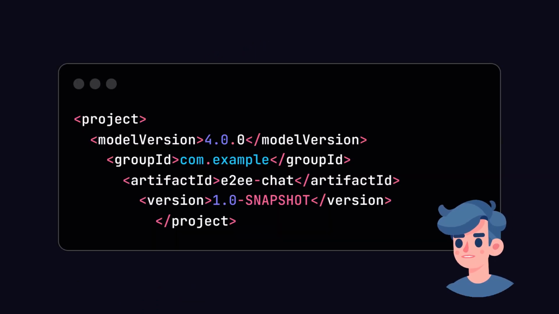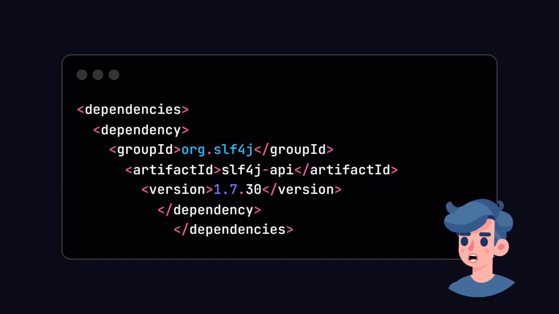Let's set up our Java project. You'll need to create a new Maven project. If you're using an IDE like IntelliJ or Eclipse, simply follow the prompts to create a new Maven project. Now, open your pom.xml file and add the dependencies we'll need for this project.